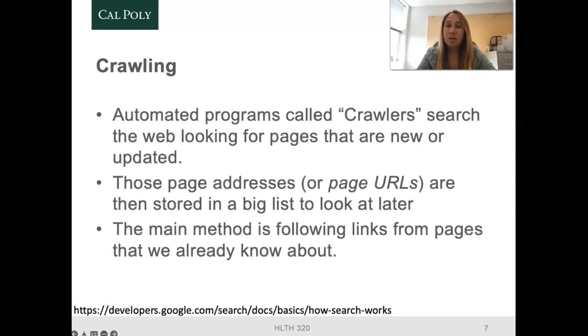So crawling is an important concept. Automated programs called crawlers search the web looking for pages that are new or updated. Those page addresses, or what we call the page URLs, are then stored in a big list to look at later. The main method is following links from pages that we already know about. So there might be a page that exists, and then those crawlers are looking for new pages, and they might go to different links from some of those pages that we already know about.